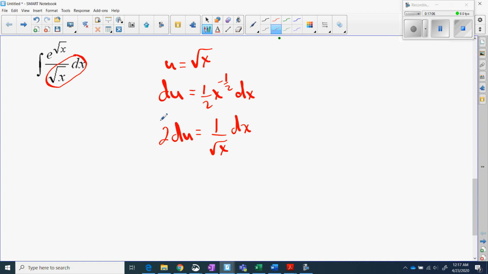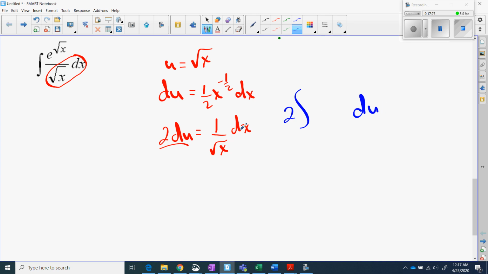Well, 2 du could take the place of that. And then I've got e to the root x, and root x could be replaced with the letter u. So this question could be rebuilt as this new integral. So now it could be the integral of, constants are going to go up front, the du is going at the end.